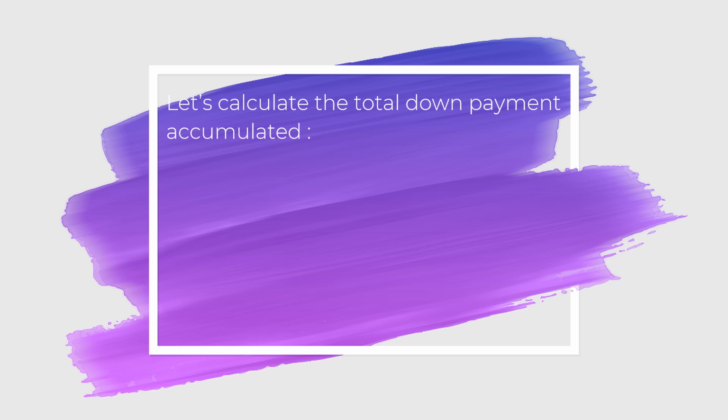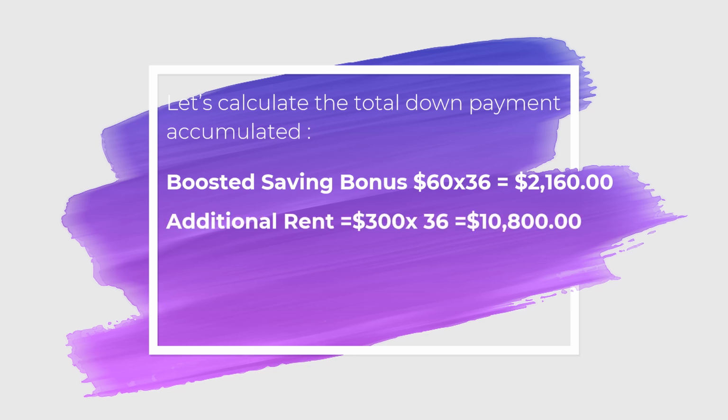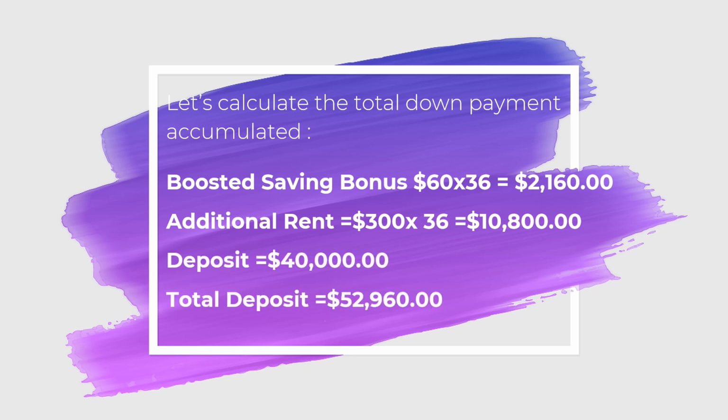Let's calculate the total down payment accumulated. Boosted saving bonus was $60 times 36 months. That's $2,160. Additional rent $300 a month times 36 months. That's $10,800. Deposit $40,000. So the total deposit accumulated is $52,960.